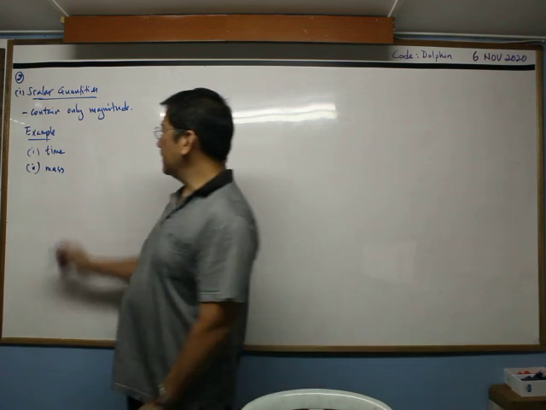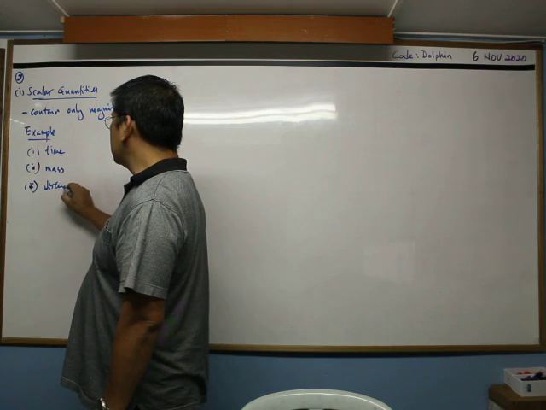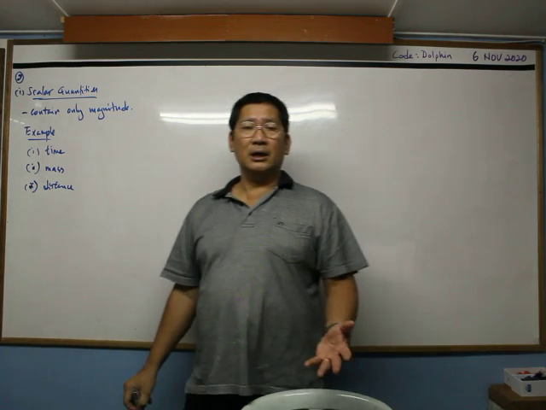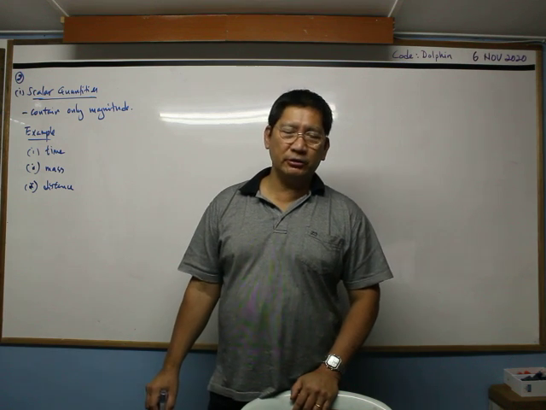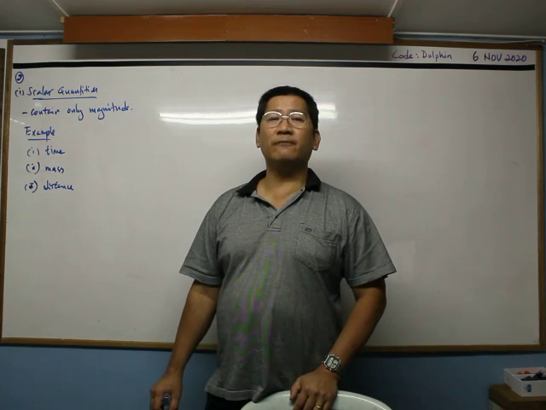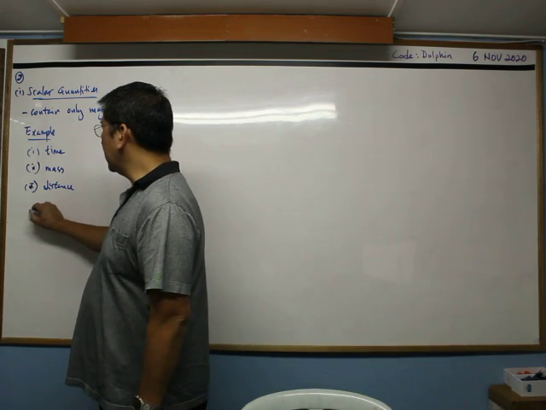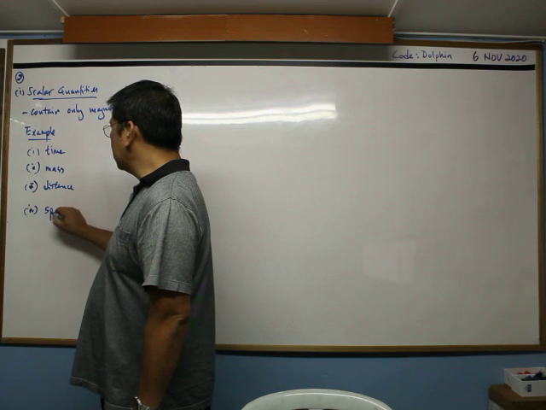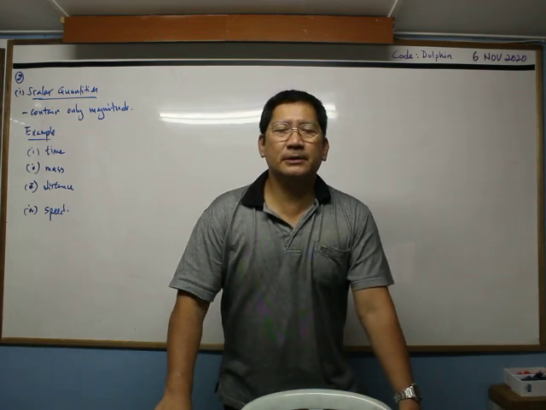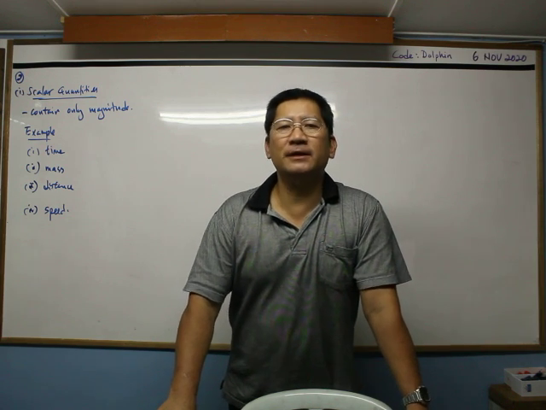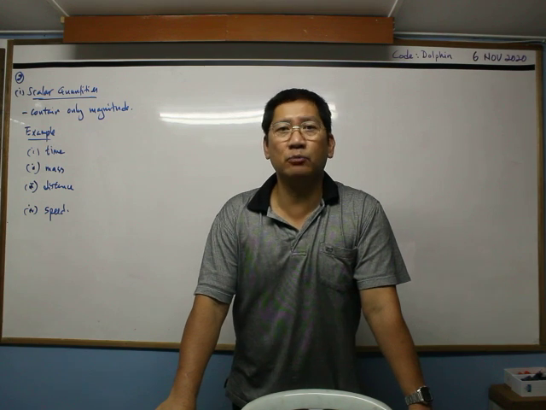Other than that, you might have heard something like distance. Okay, distance is quite the same as displacement if we talk about magnitude, but displacement has one extra piece of information, which is a direction, but distance does not. And then the last one will be speed. Speed is something that only concerns how fast you are moving, without concerning the direction in which you are moving.